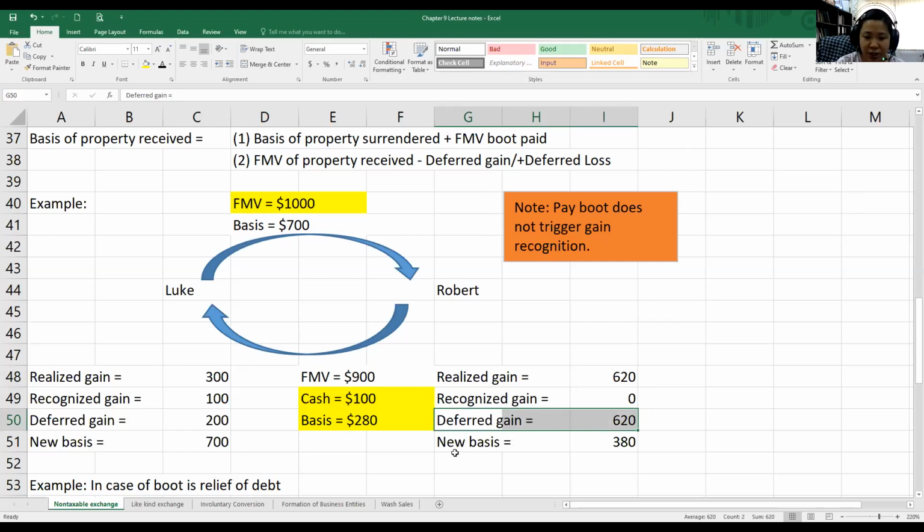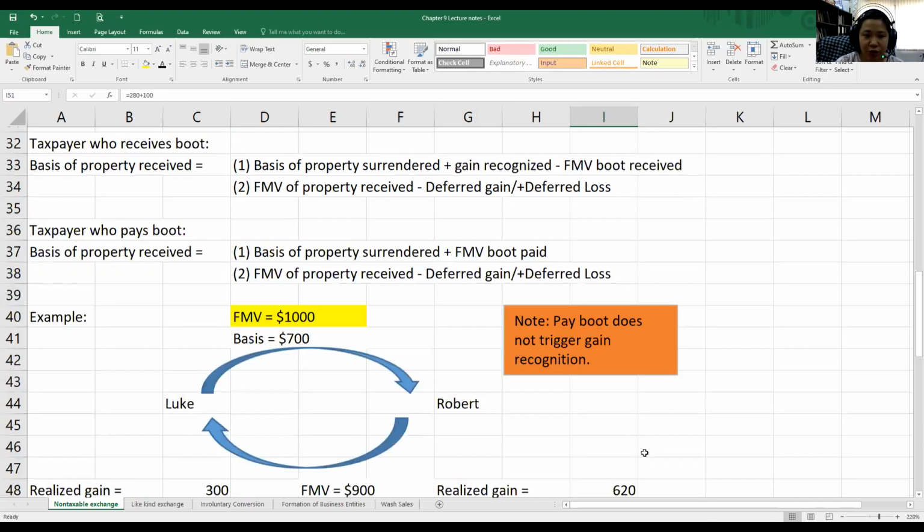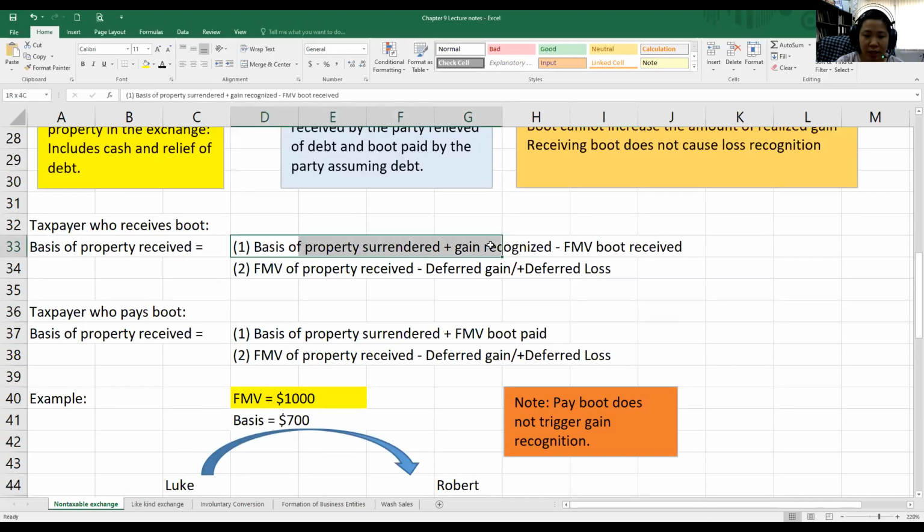And so the new basis of Robert will be, you remember the formula, the fair market value of property received, which is 1000, minus deferred gain, which is 620, and that will give you 380.